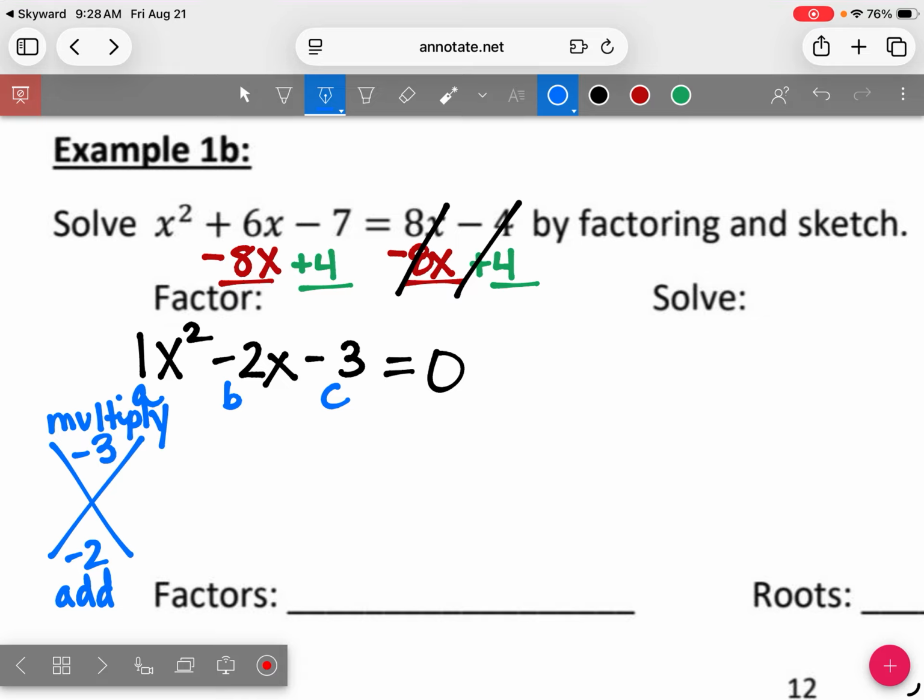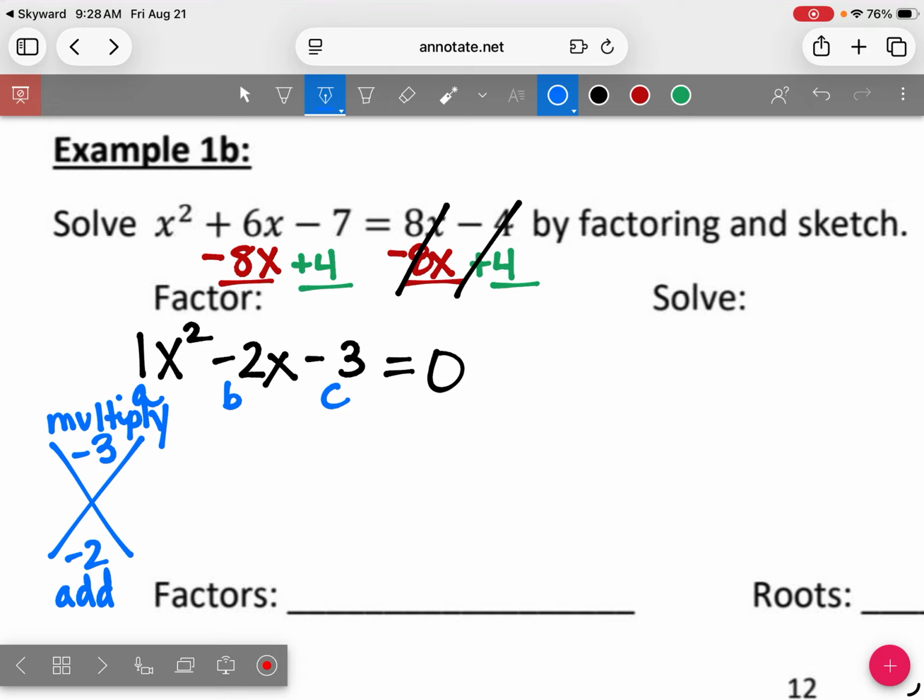So start thinking about numbers that multiply to give you 3. There's really only one option that multiplies to be 3, right? What's the only thing that multiplies to 3? 1 times 3. It's just 1 times 3. And you just have to figure out which one is negative, which one is positive. This is negative. If you add these, you get a negative 2.